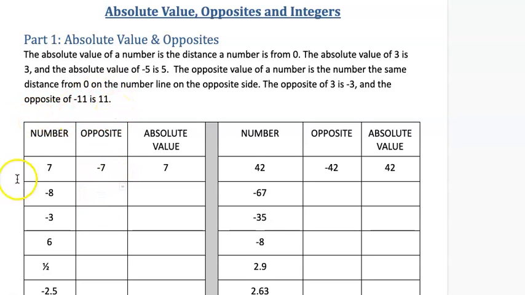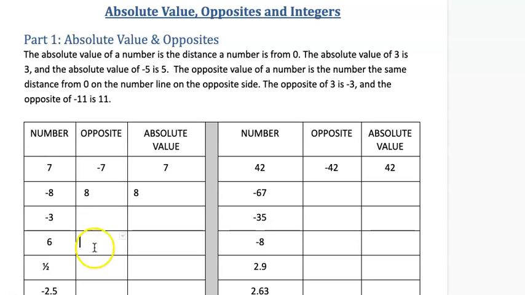So let's go through this. If we have -8 as our number, the opposite is going to be 8. And then -8 is the number we're going to take the absolute value of, and that's just going to be the number without a negative. Let's go ahead and go on to the next.